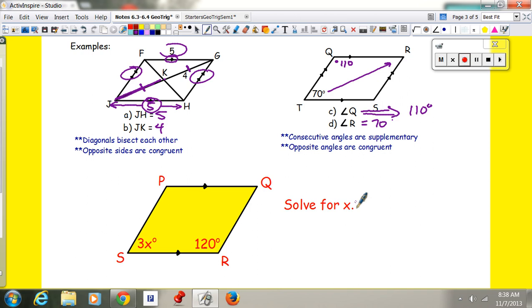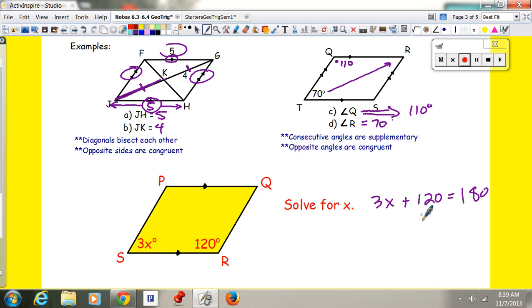So solve for X. What equation? I can tell you right now, I get a lot of students that want to make these two equal to each other. And they think they can solve it, divide by 3, and they get 40 degrees. Does this acute angle look the same as this obtuse angle? No, they have to add up to a certain number, which is? 360. Not 360. 180. Now, if you wanted to make it add up to 360, you would have to do 3x plus 3x plus 120 plus 120. 120 and 120, 3x and 3x. That would add up to 360.